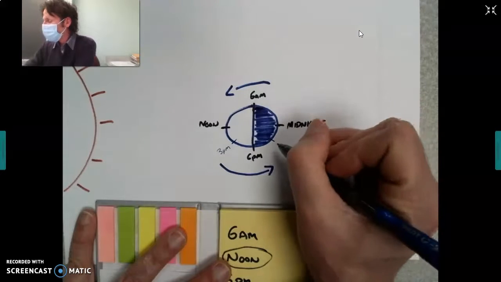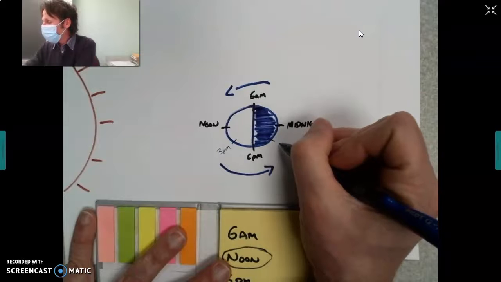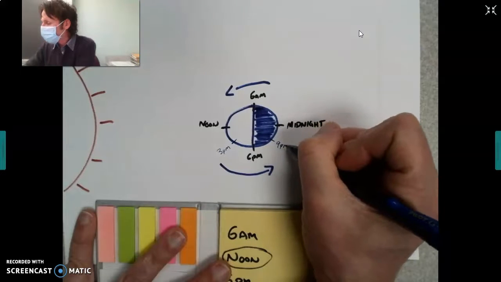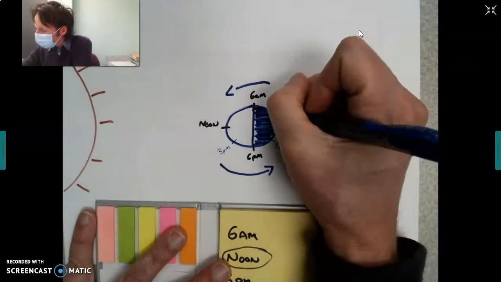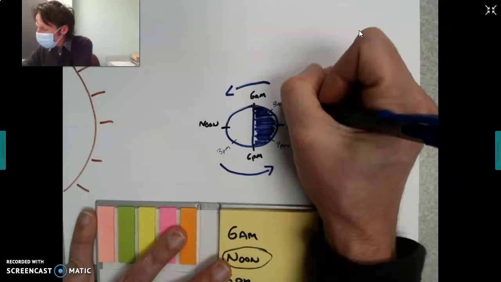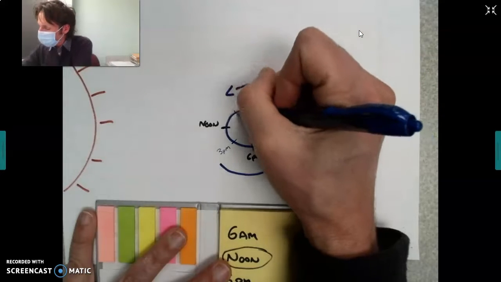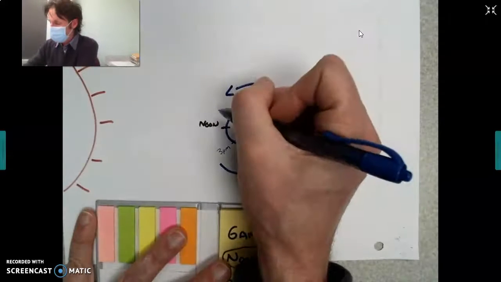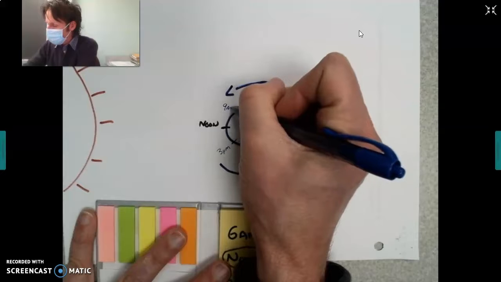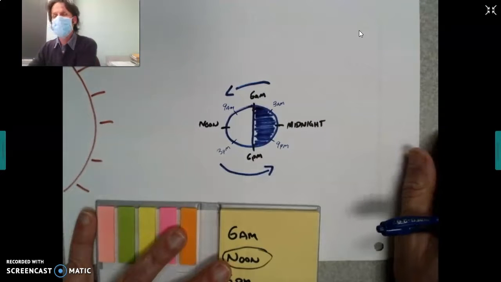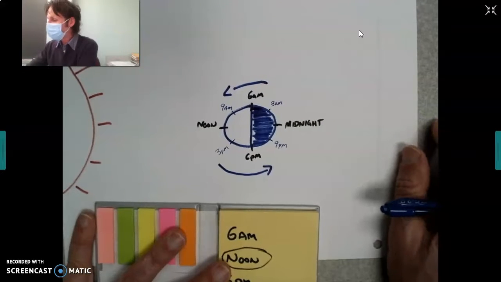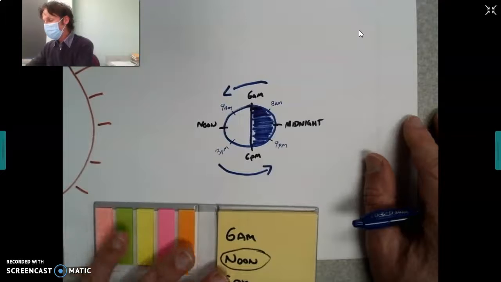Similarly here, halfway between 6 p.m. and midnight is 9 p.m. This will be about 3 a.m. And this will be 9 a.m. That's about as tight of divisions as we're going to get for this. This is about all that we need.